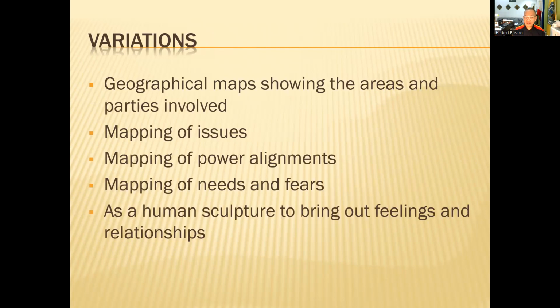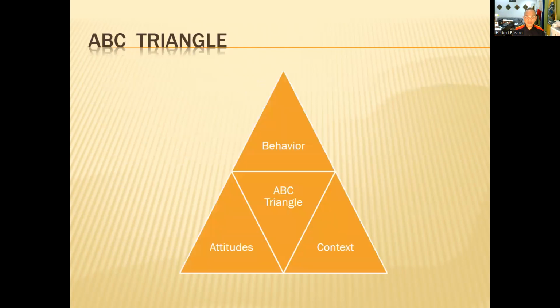So may mga variations din ang conflict mapping. Pwede rin siyang geographical, mapping of issues, mapping of power alignments, mapping of needs and fears, as a human sculpture to bring out feelings and relationships. Then another tool that can be used is the ABC triangle. Bakit tinawag siyang ABC? Because yun nga, yung acronym niya, ABC, attitude, behavior, and context. So ang problem ay, ang conflict nagsisimula siya sa attitude, then it is manifested in your behavior, and then it must also be understood based on your context. Pag sinabi natin context, ibig sabihin environment or situatedness. Okay.